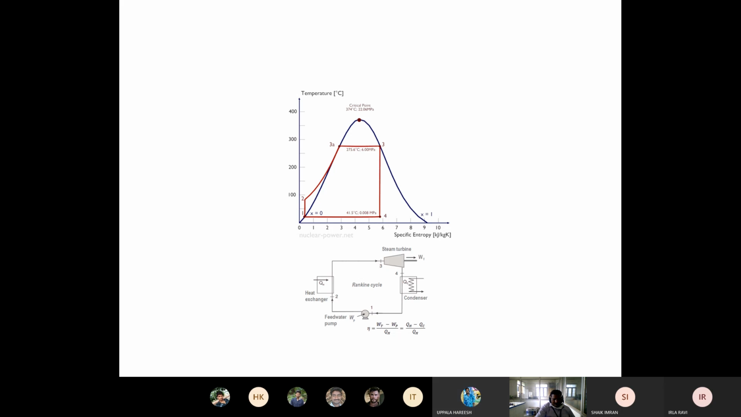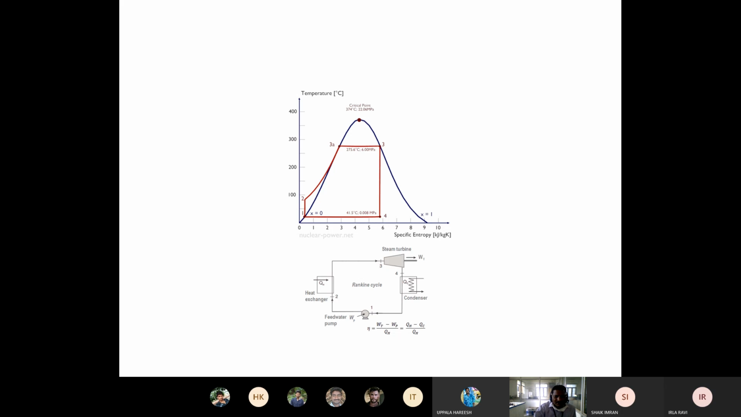Process 1 to 2 is the pumping process. And 2 to 3 is the constant pressure heat addition. And 3 to 4 is the isentropic expansion. And 4 to 1 is the constant pressure heat rejection. We can put the state points anywhere. From here also we can start 1, 2, 3, 4, 5 like this.